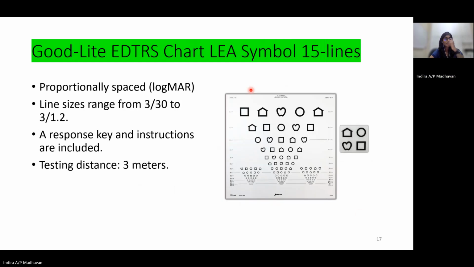Okay, and we also have the good light ETDRS chart, Lea symbols, 15 lines. The chart comes with a cue card and response key. This is for kids, and it is similar to the LogMAR chart, just that it is in the Lea symbols. Everything is similar to the LogMAR chart. Additionally, they have this cue card. It's a 3-meter chart.